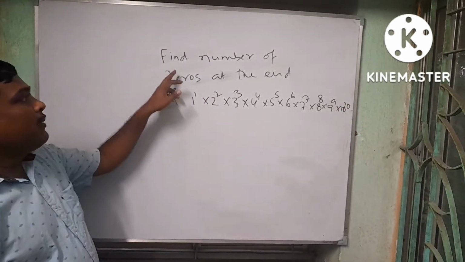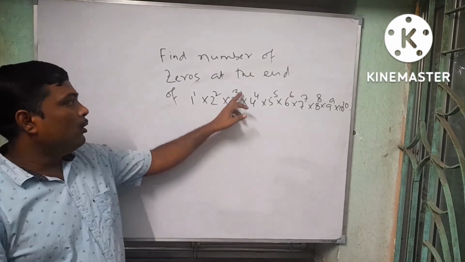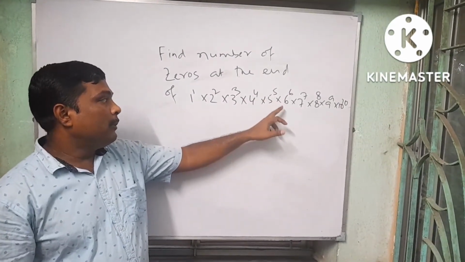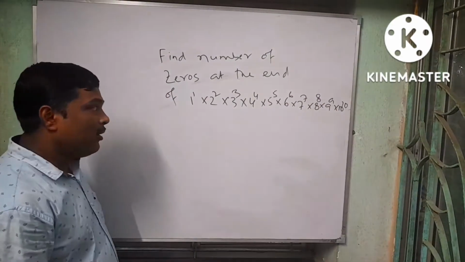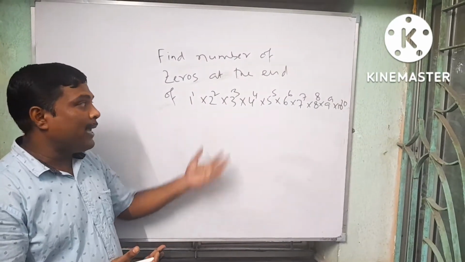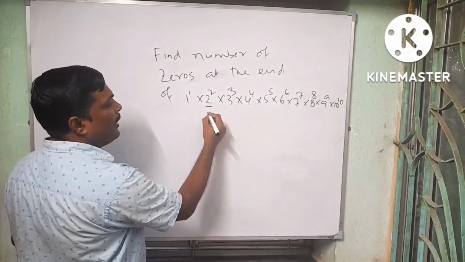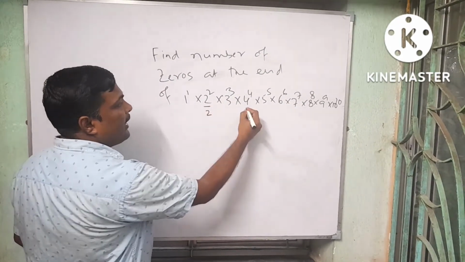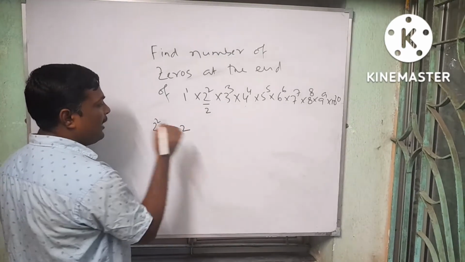Okay? So the question is to find the number of zeros at the end of 1 to the power 1 into 2 to the power 2 into 3 to the power 3, 4 to the power 4, 5 to the power 5, 6 to the power 6, 7 to the power 7, 8 to the power 8, 9 to the power 9, 10 to the power 10. So we have to find the number of 2s and the number of 5s in this product. Okay? See, in 2 to the power 2, the number of 2s is 2.